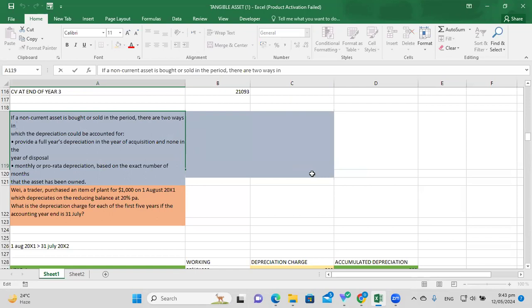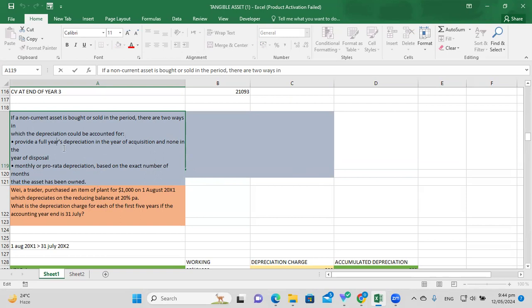Okay, now let's move forward onto the next thing that we are going to learn. Here it is written that if a non-current asset is bought or sold in the period, there are two ways in which the depreciation could be accounted for. Whenever we buy or sell a non-current asset, there are two ways we can account for the depreciation. I will explain by this example, but first of all, let's read this and then directly move on to the example to understand it in a better way.